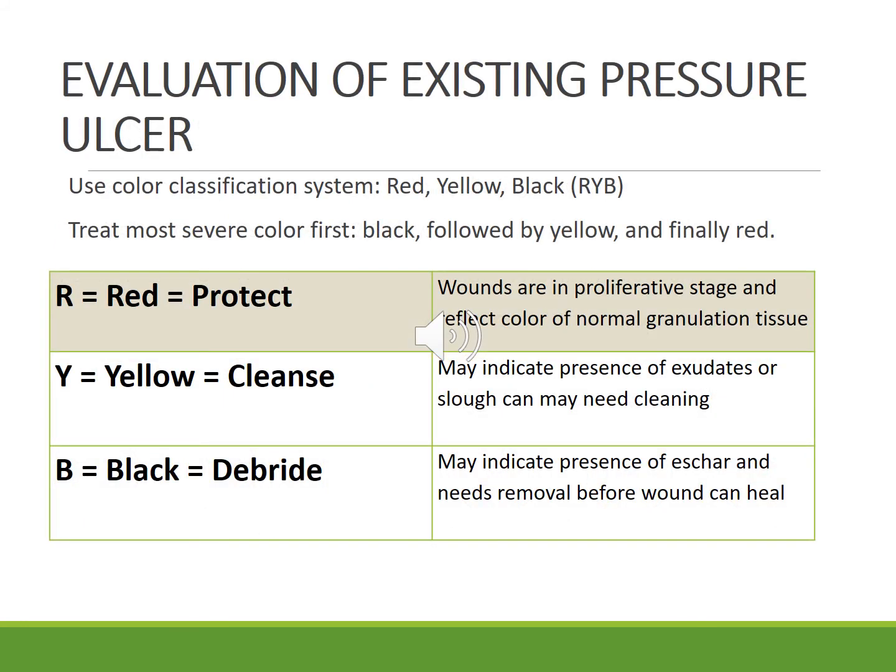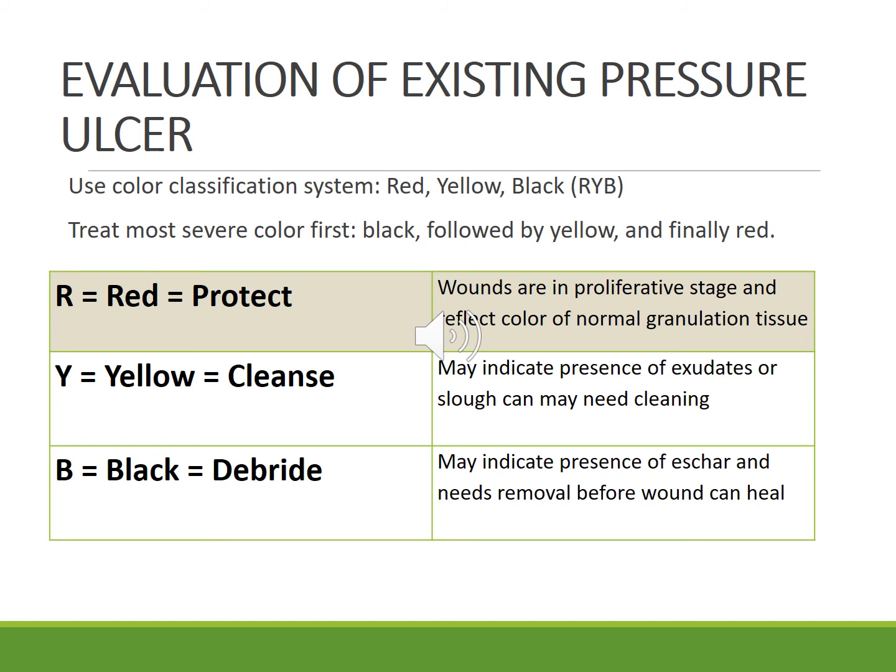This slide is in here, evaluation of existing pressure ulcers. If a patient comes into a facility and they already have a pressure ulcer, you can use a color classification system of red, yellow, and black to evaluate that existing pressure ulcer. Red means we need to protect it. So the wounds are in the proliferative stage and reflect a color of normal granulation tissue. We need to protect that area. We need to keep the patient off of that area. If they have that red area to their heel, we're going to elevate their heel so it's not touching anything. Yellow indicates a presence of exudates or slough, and you may need to clean or cleanse that area.